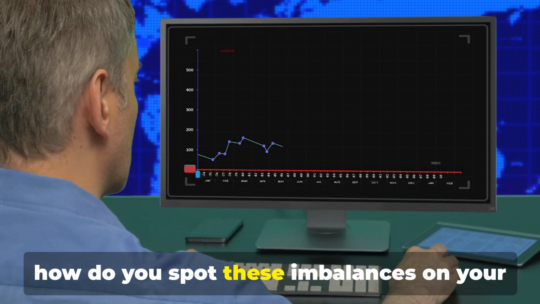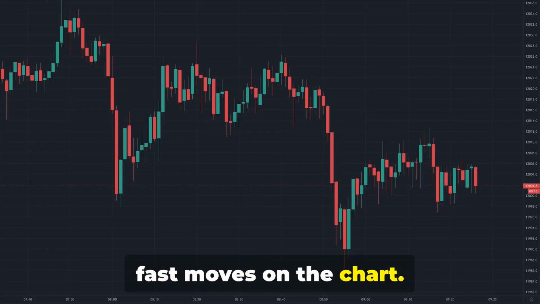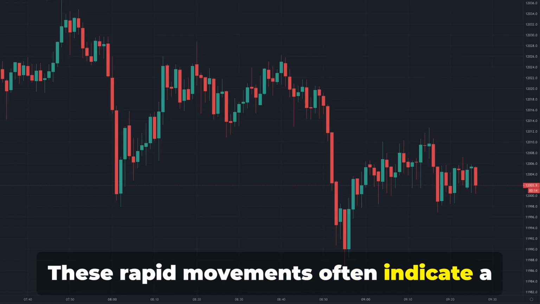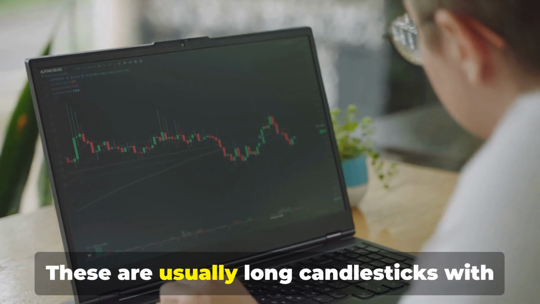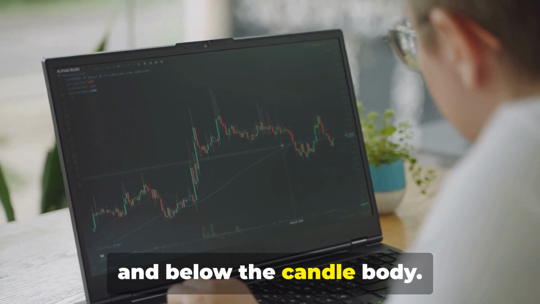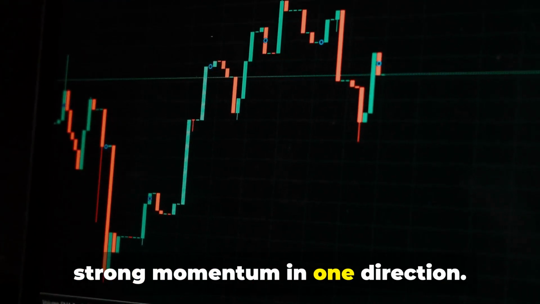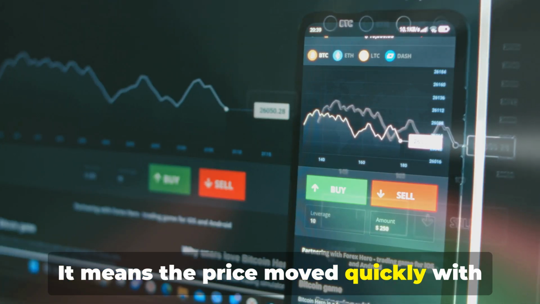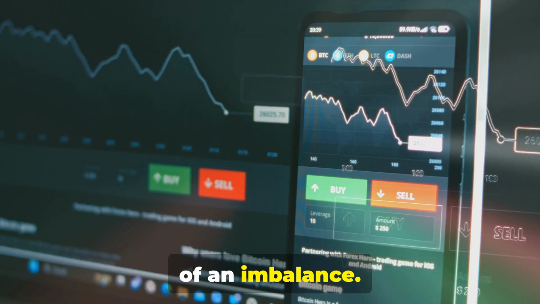Now, how do you spot these imbalances on your trading charts? Look for big, fast moves on the chart. These rapid movements often indicate a significant imbalance between buyers and sellers. These are usually long candlesticks with very little wick, the thin lines above and below the candle body. Long bodies with small wicks suggest strong momentum in one direction. It means the price moved quickly with little resistance. This lack of resistance is a clear sign of an imbalance.